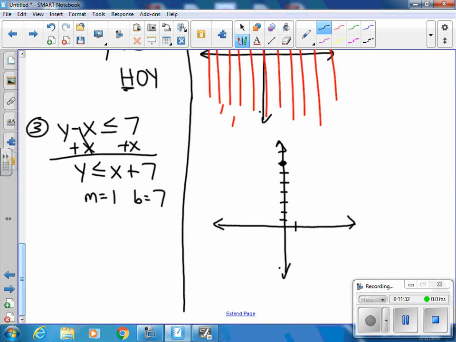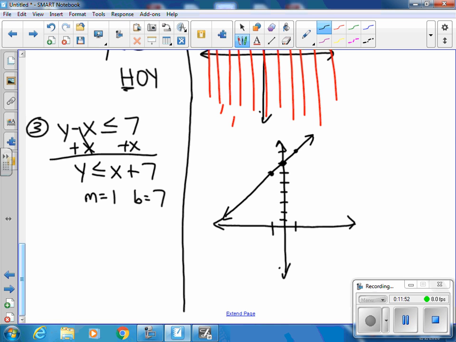So up 1 and right 1. Or if you don't want to keep going up 1 and right 1, you can always go down 1 and left 1 and put your other dot. Now before you connect them, you need to ask yourself solid or dashed. It does have a piece of the equal bar underneath, which means it is going to be one solid line going through those dots. Okay?